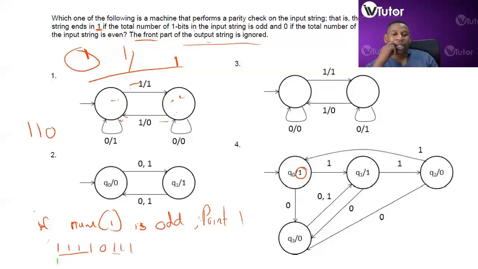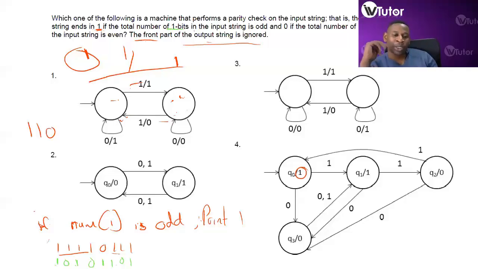I'm in this state now. If I have another 1 and the printout is 0, if I have another 1, I print out a 1, another 1, I print out a 0, then a 1, I print out a 1, and then a 1, I print out a 0, then 1, I print out a 1. So we have an output printed of 1, 2, 3, 4, 5. And we say that the output string ends in a 1 if the total number of 1 bits in the string is odd.